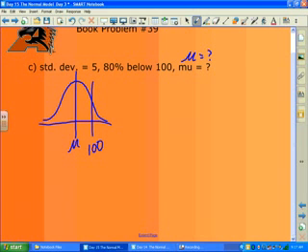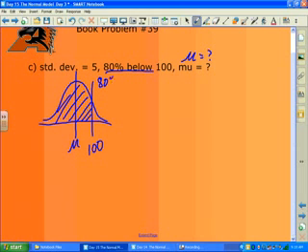Now, I had a question in the earlier class. How did I know to put 100 on the right-hand side of my mean? Correct. 80% is below it. How much is below the mean? 50% is below the mean, so 80% being below it means that it's got to be over on this side, which I think is where you were going, but just couldn't put into words.